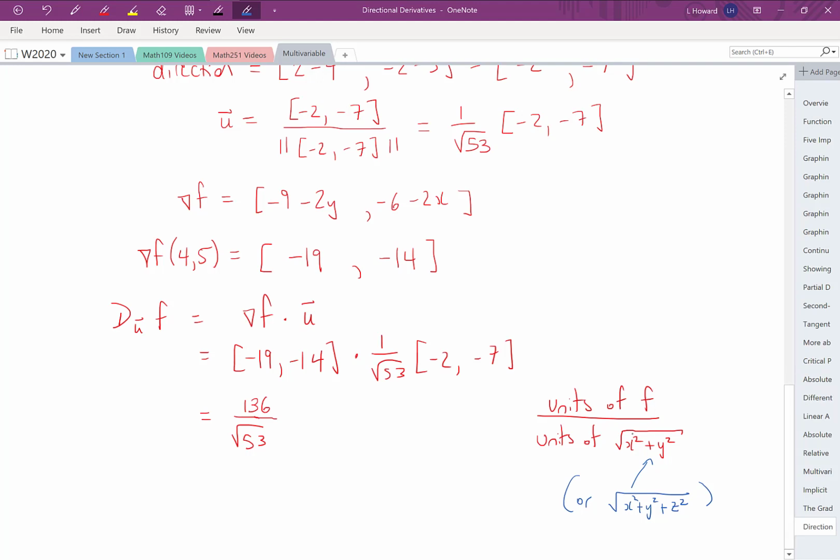In this case, f is a function of 2 variables, so we're talking units of the square root of x squared plus y squared. Typically in this sort of problem, x and y will have the same units. So in the denominator, you're really just thinking of what are the units of x or what are the units of y, if those units are the same. So in this case, our function was measured in degrees Celsius, and x and y both were measured in kilometers. So we're talking degrees Celsius per kilometer. So at the moment that we leave that point (4, 5) and we head towards (2, -2), the rate of change of f at that moment is 136 over root 53 degrees Celsius per kilometer.